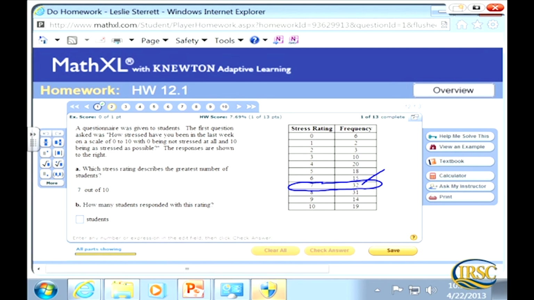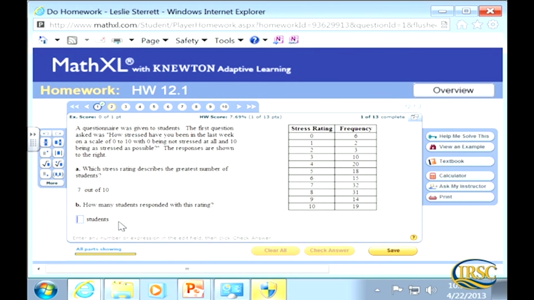And notice that all of the other frequencies were lower than that. So that's what you're looking for. How many students responded with this rating? 32. Excellent.